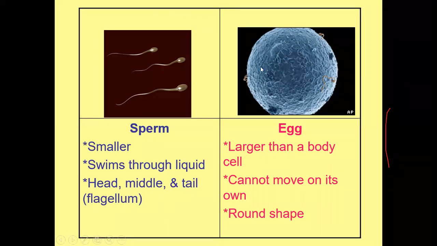In the case of the eggs, the egg is larger than a body cell. Eggs cannot move on their own. Just as sperms move, eggs do not move on their own. Structurally it is round in shape. So this is the difference between the sperms and the eggs. We can take a screenshot.